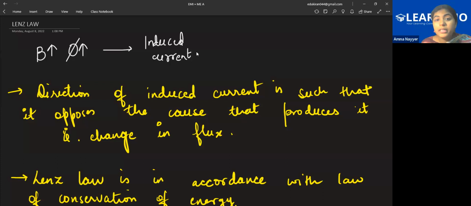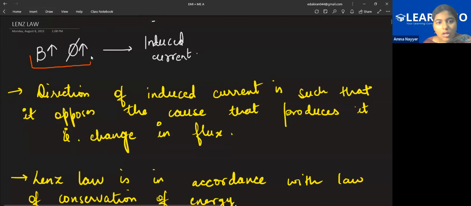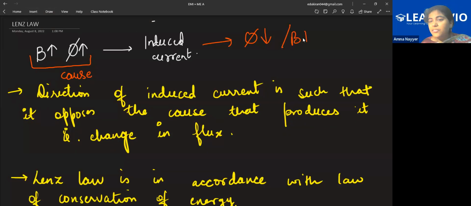So how will we determine this direction of induced current? It will be in such a manner to oppose its cause. Now, in this equation, what is the cause of the induced current? You can easily see that this is the cause of the induced current. So induced current will align itself in such a way that the flux decreases or the magnetic field decreases. If the magnetic field decreases, automatically the flux will decrease. So it will try to arrange itself in a manner that the magnetic field and the flux will decrease.